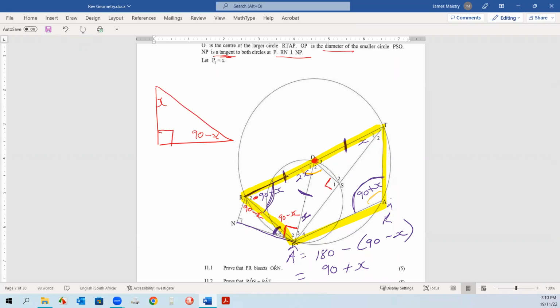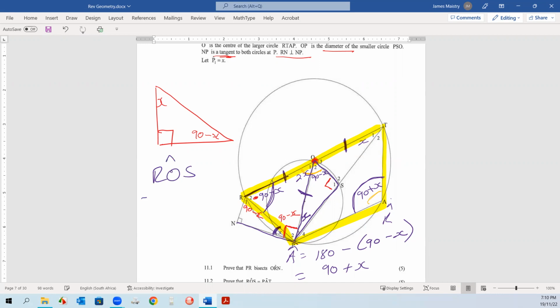All we have to do now is find ROS. ROS is made up of O1 and O2. We already found O1. What is O1? 2x. Now, who can tell me what's O2? It's 90 minus x. You saw the triangle. Well done. We got some intelligent guys here. 90 minus x. Are you happy with that? Yes, sir.